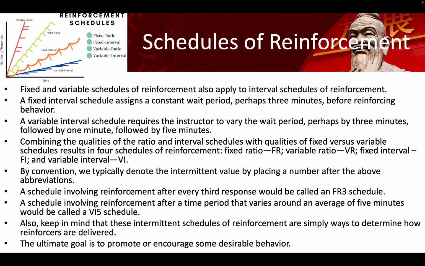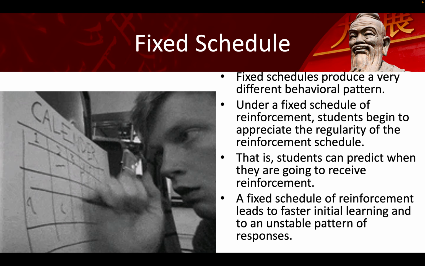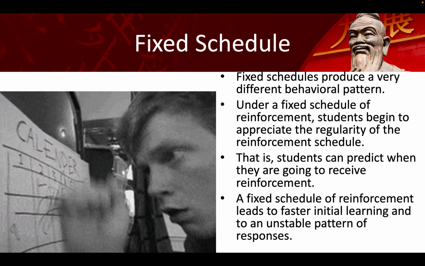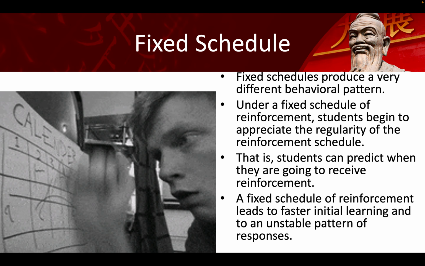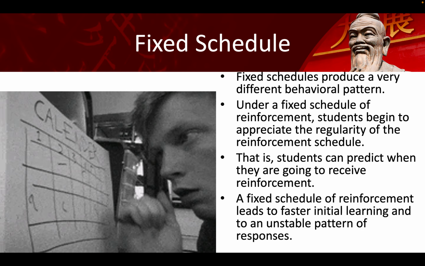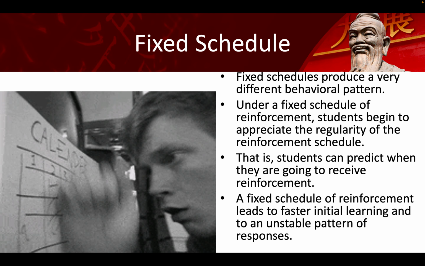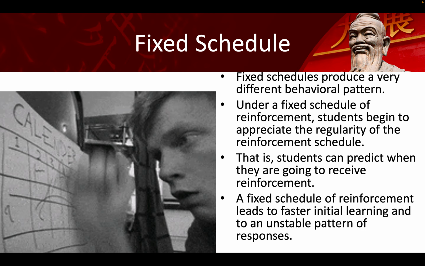Also, keep in mind that these intermittent schedules of reinforcement are simply ways to determine how reinforcers are delivered. The ultimate goal is to promote or encourage some desirable behavior. Fixed schedules produce a very different behavioral pattern. Under a fixed schedule of reinforcement, students begin to appreciate the regularity of the reinforcement schedule. That is, students can predict when they are going to receive reinforcement. A fixed schedule of reinforcement leads to faster initial learning and to an unstable pattern of responses.